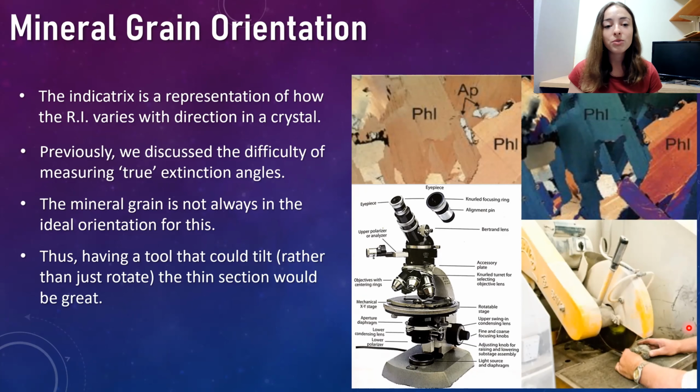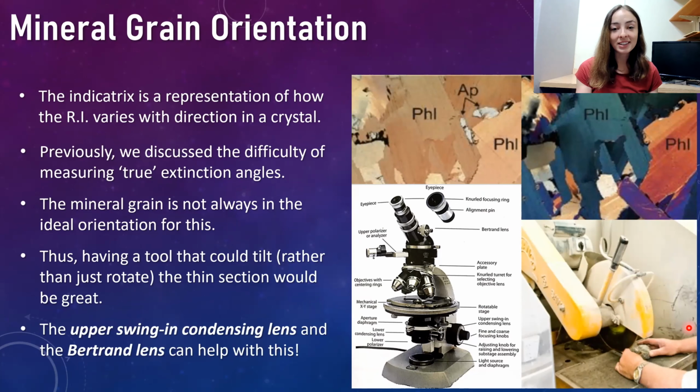So remember how we define the indicatrix as a representation of how the RI varies with direction in a crystal. Well, previously in the part 1 lecture, we discussed the difficulty of measuring the true extinction angles of minerals because the mineral grain is not always in the ideal orientation to measure these values. And so having a tool that could tilt mineral grain orientation under thin section rather than just rotating the stage would be really helpful.